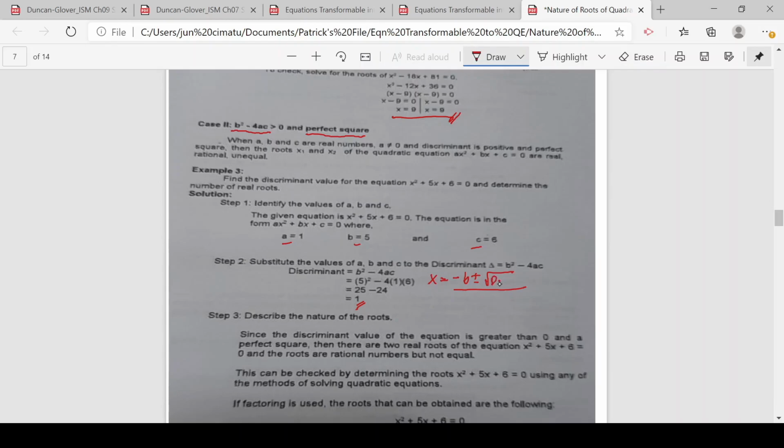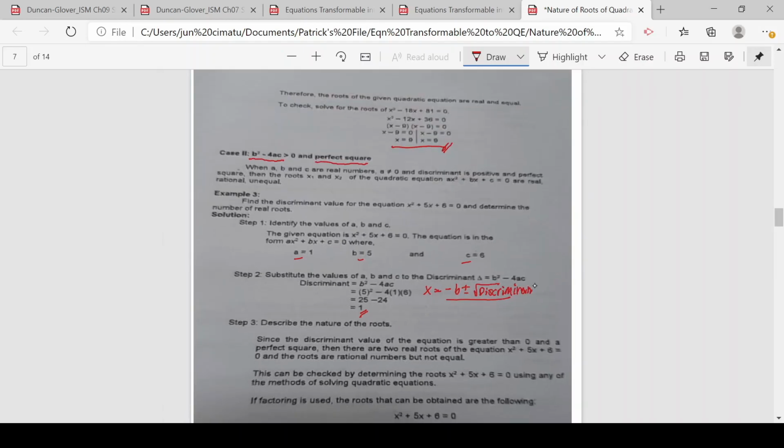Ito ay discriminant. Square root ng discriminant over 2a. Pwede rin siyang isulat na negative b plus minus square root of delta over 2a. Delta parang triangle lang. Yan si x. Kung si delta ay 1, substitute na lang yun.